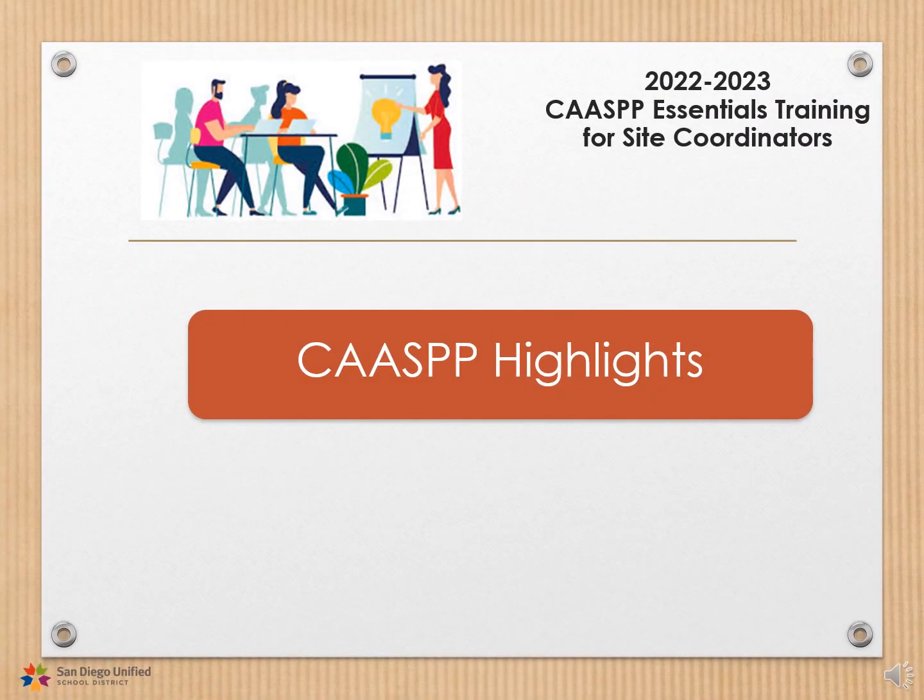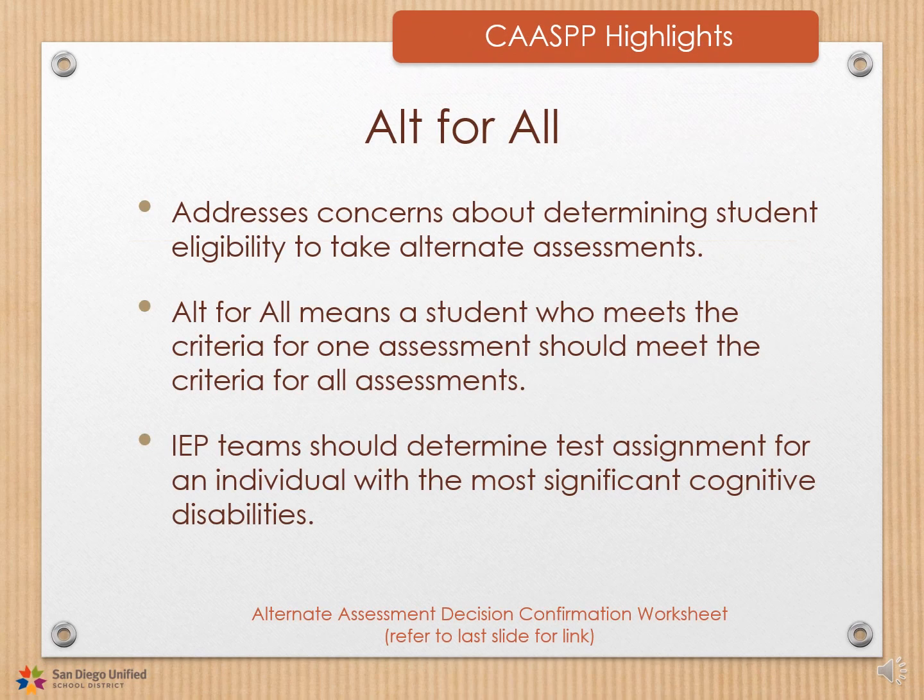Now that you understand the CAASPP system, let's review some important information. Alt for All addresses concerns about determining student eligibility to take alternate assessments. Alt for All means a student who meets the criteria for one assessment should meet the criteria for all assessments. IEP teams should determine test assignment for an individual with the most significant cognitive disabilities.